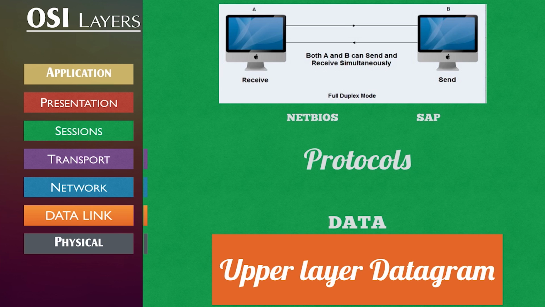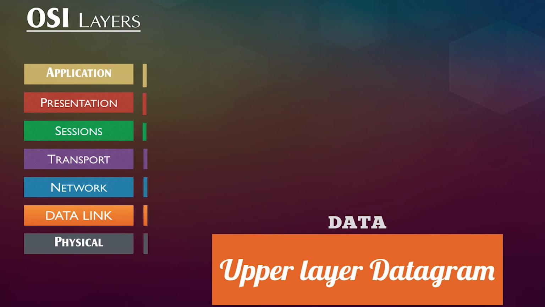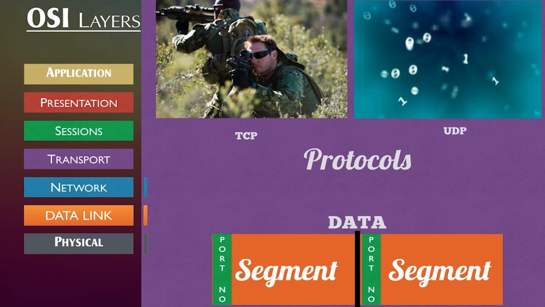Next is layer 4, which is the transport layer. Now in the transport layer you have two major protocols, that is TCP and UDP. TCP we all know is a secure protocol and it has the facility of error correction, whereas UDP is not so secure and it does not have any error correction facilities.